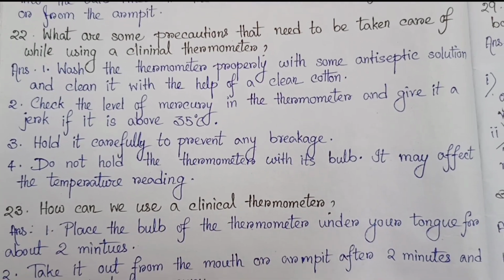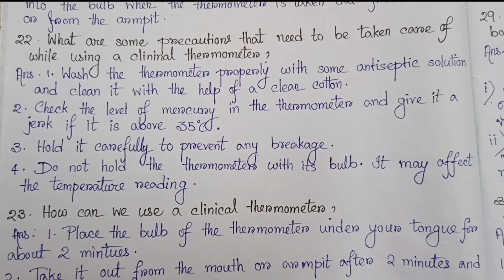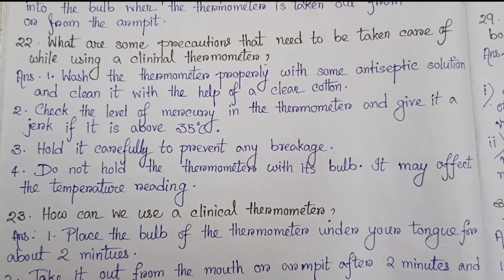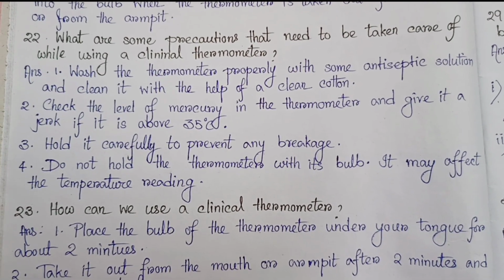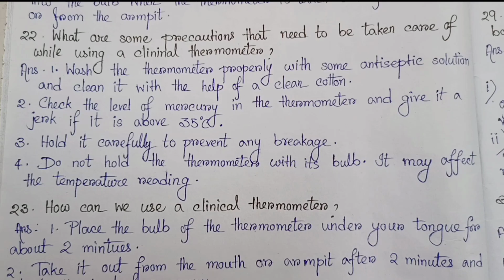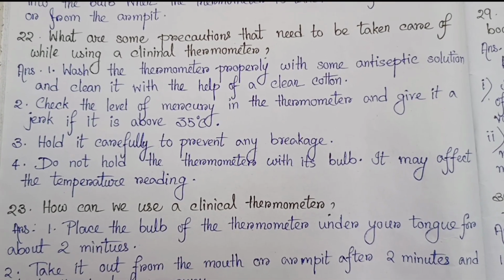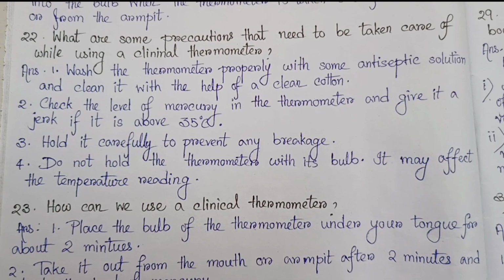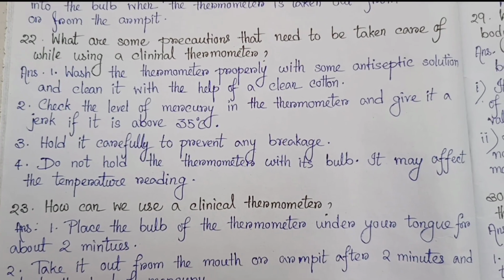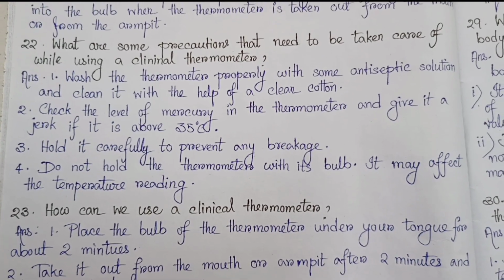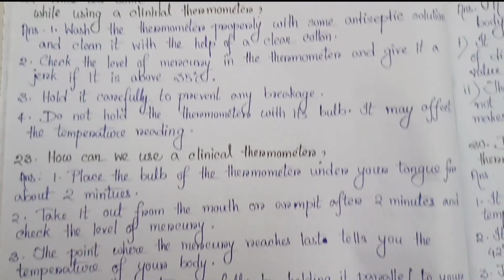Number 2. Check the level of mercury in the thermometer and give it a jog if it is above 35 degrees Celsius. Number 3. Hold it carefully to prevent any breakage. Number 4. Do not hold the thermometer with its bulb. It may affect the temperature reading.